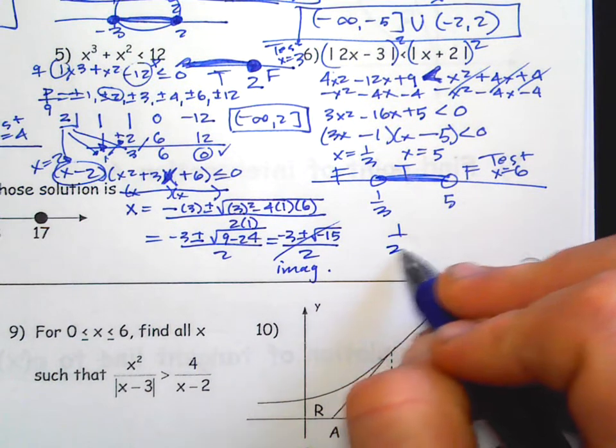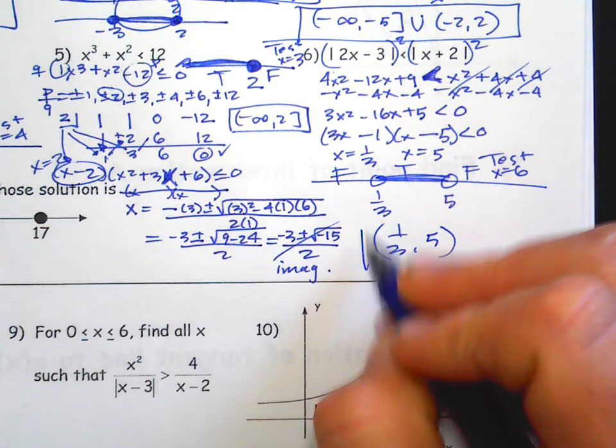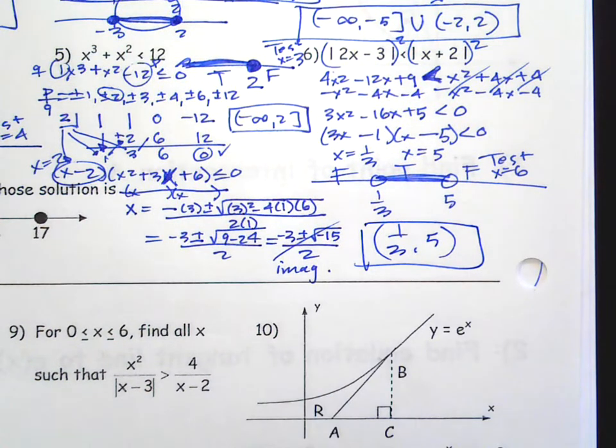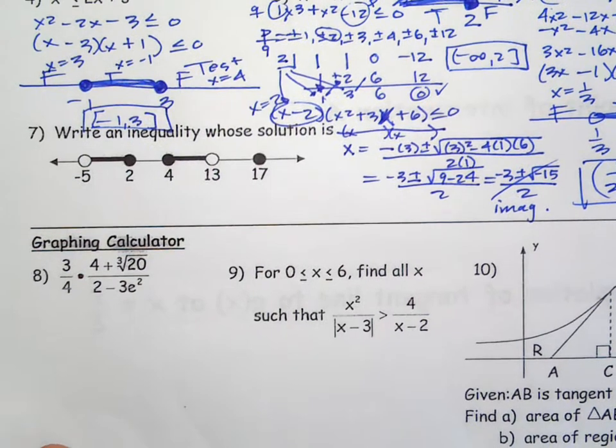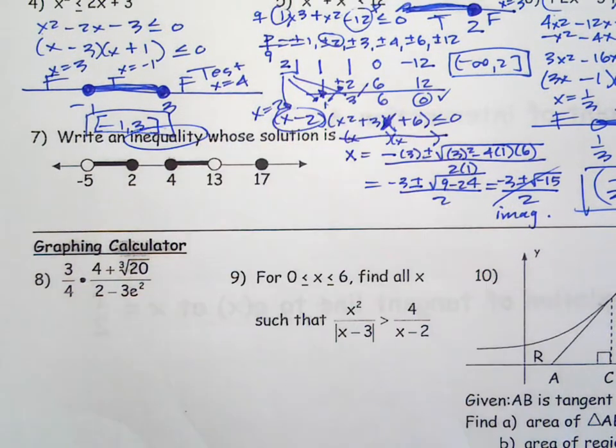Answer and interval notation. There we go. Okay. Now, number 7 is kind of like a problem that was on the pretest, but it's a little different. And it says write inequality. It doesn't say write an absolute value inequality.